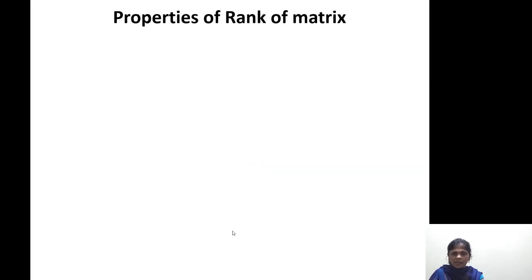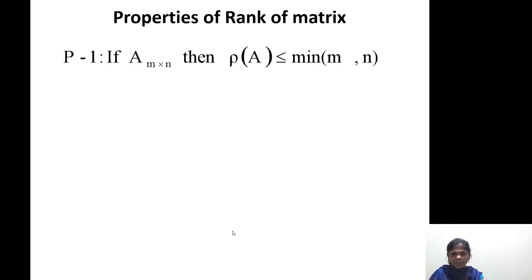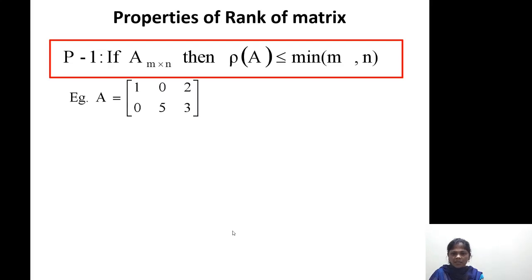Let us discuss the properties of the rank of a matrix. The first property says if A is a matrix of order m by n, then its rank is always at most the minimum of the number of rows and columns. So let us see this with an example.